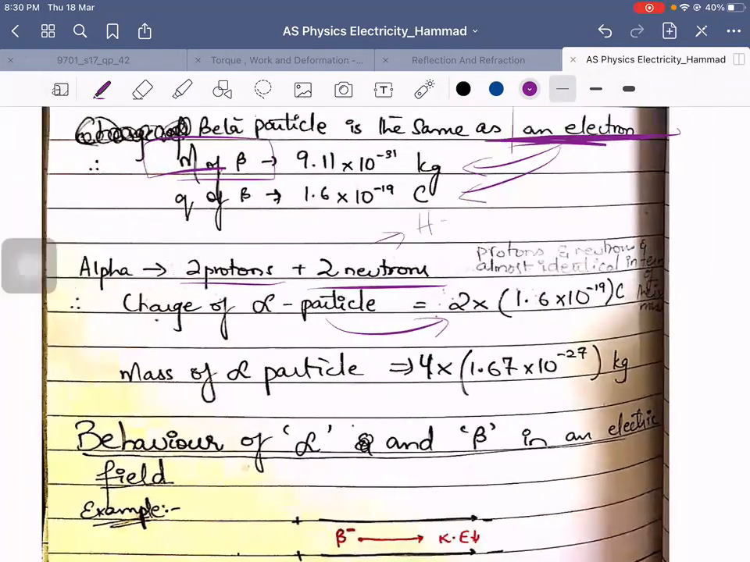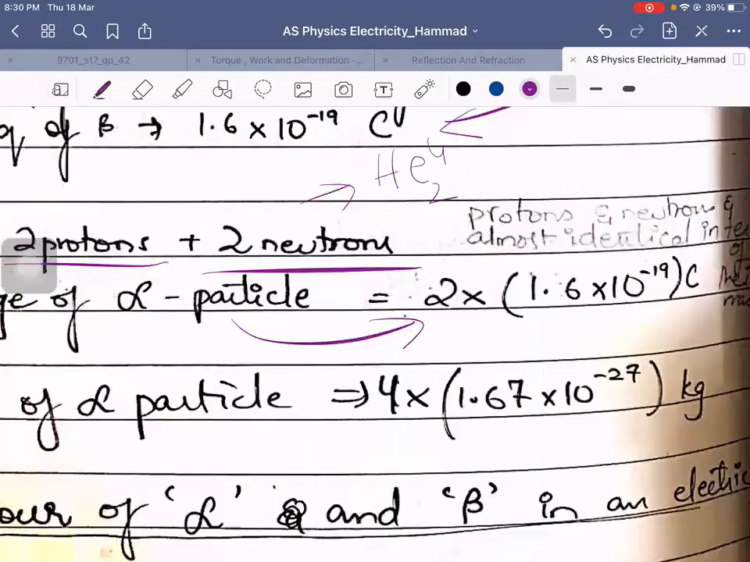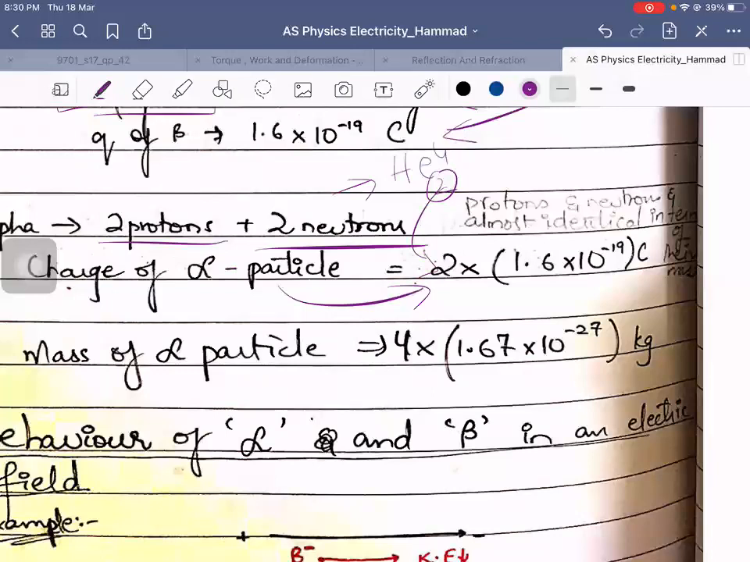Helium has this configuration. This is the charge, and therefore I multiplied charge by 2, whereas my mass is multiplied by the mass of one particle, which is 1.67 into 10 to the power of minus 27. You are provided all of these values in the data booklet.